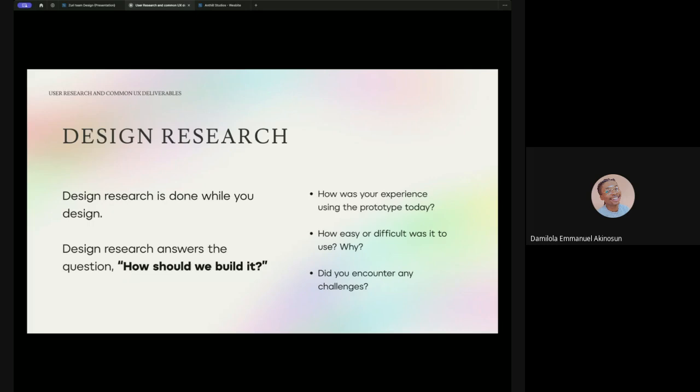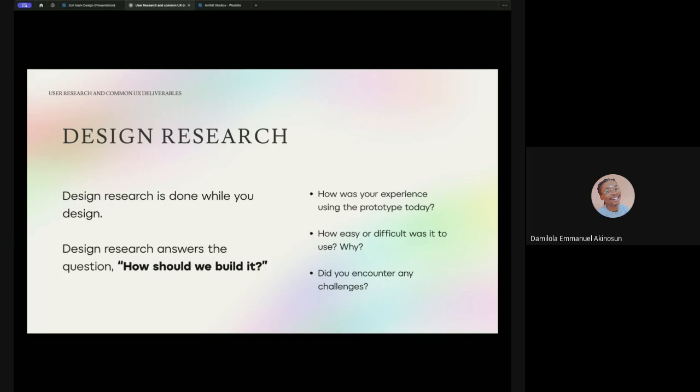Did you encounter any challenges? So think about it this way: you've started your design process, right? And now you are at a point where you're actually designing some part of it, but you need to be sure that what you're designing works. So when you work on a flow or a couple of new features, right, you get a couple of people, testers, to try it out. You give them the prototype. Hey, go through this, what do you think?